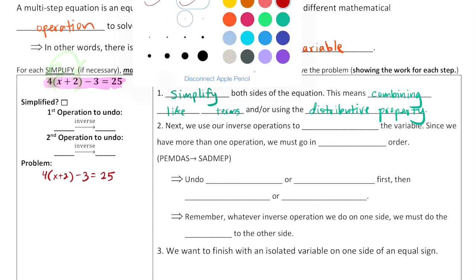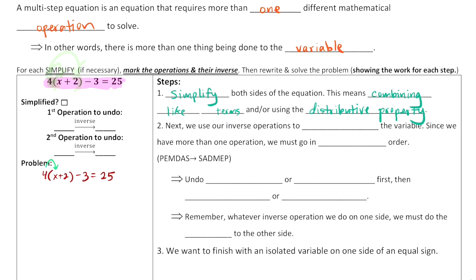Okay, let me go ahead and distribute. So keep in mind I'm multiplying the 4 times the x and the 4 times the 2. So I get a 4x plus 8 minus 3 equals 25.